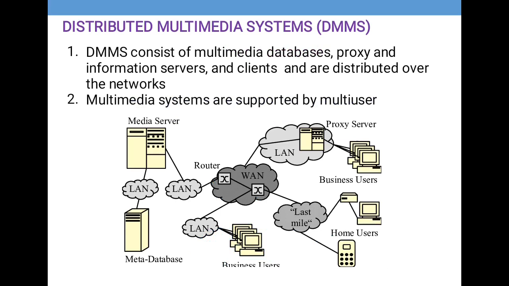Today I am going to discuss distributed multimedia systems. A distributed multimedia system is one which supports multiple users. By this, users can access data at any time and from anywhere. So, the DMMS consists of a multimedia database, proxy, and information server which provide information to the user, and many clients. The clients can be business users or home users, and they are all distributed over the network.